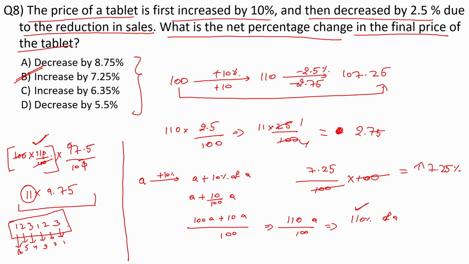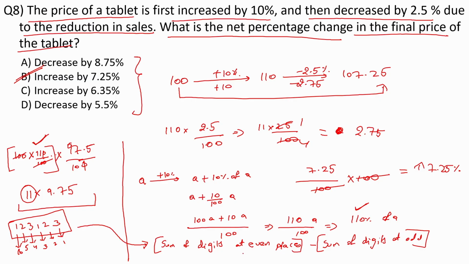The divisibility rule of 11 says that the sum of digits at even places. What are even places, guys? 2, 4, 6, 8, and so on. Minus the sum of digits at odd places.